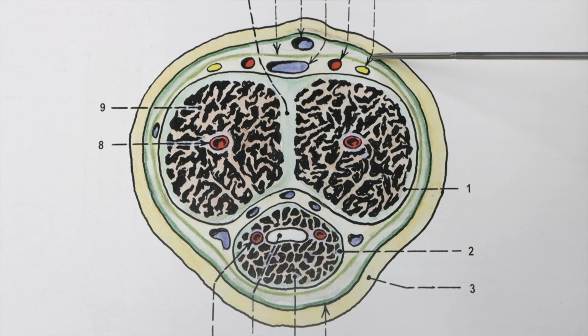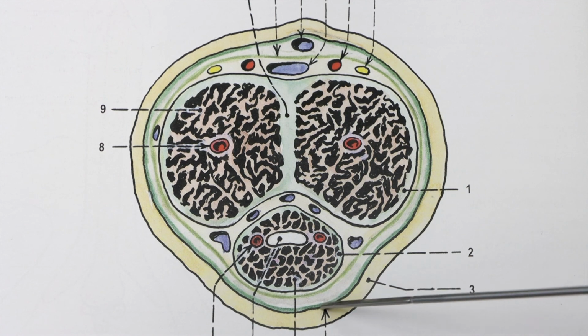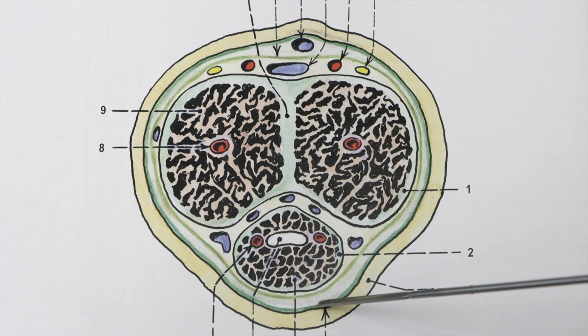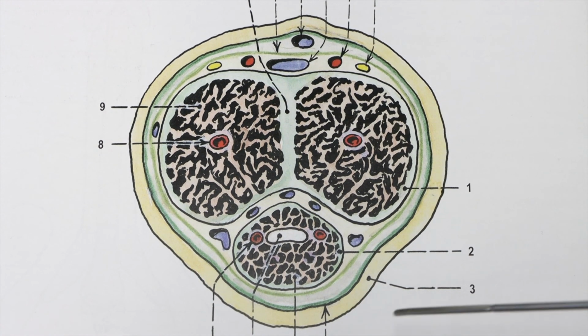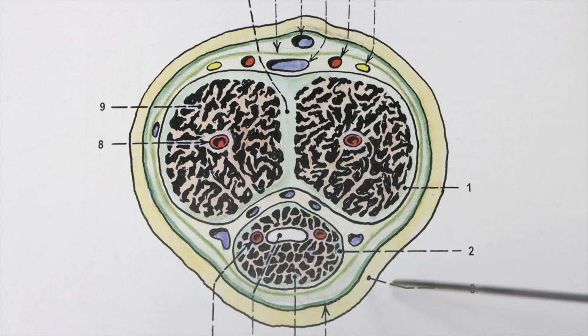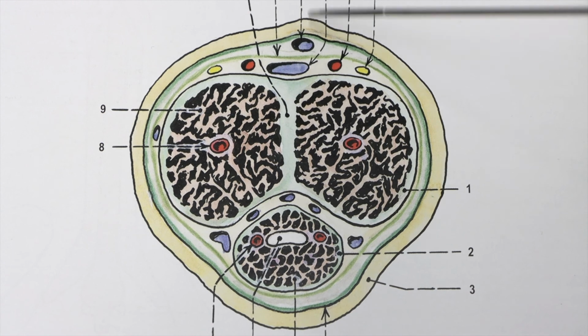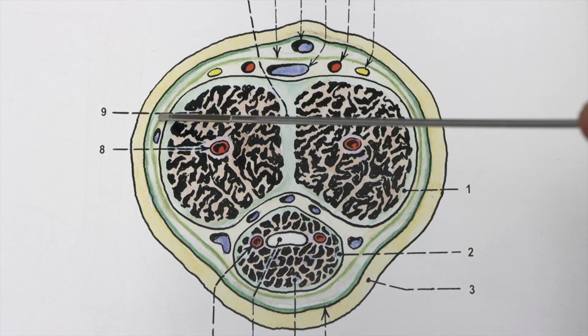Then under the skin we have this green layer which is called the superficial fascia of the penis. The superficial fascia of the penis is the subcutaneous connective tissue that we have under the skin, and after that we have the deep fascia of the penis.